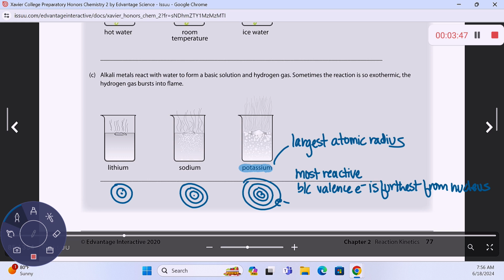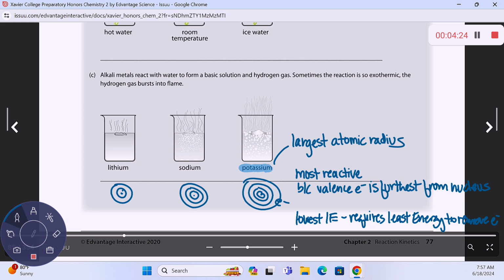Also, ionization energy. Ionization energy increases in which direction? Up and to the right. Up and to the right. So which one of these has the lowest ionization energy? Potassium. So yeah, this would have the lowest ionization energy. And that means it requires the least amount of energy to remove that one valence electron. Also a reason why it reacts the fastest.